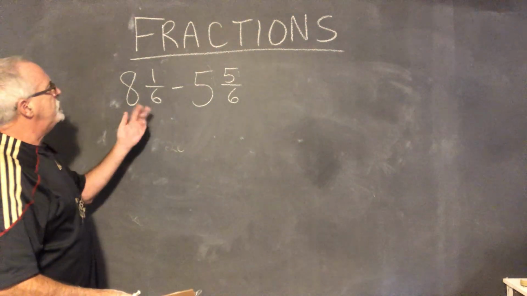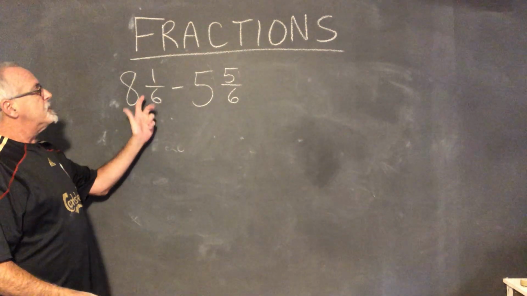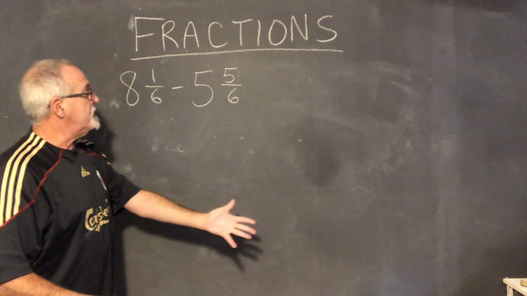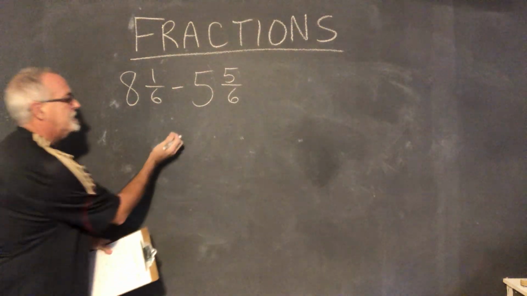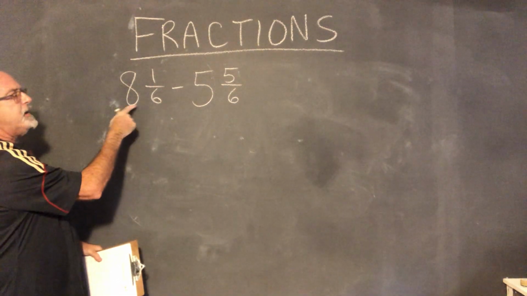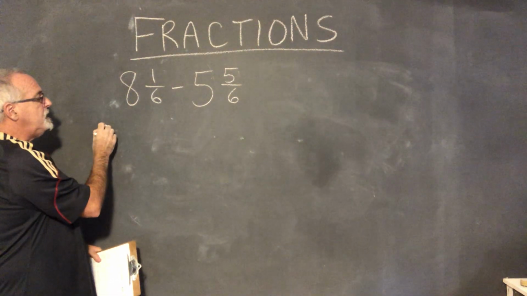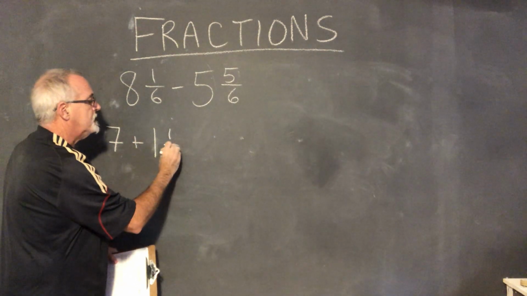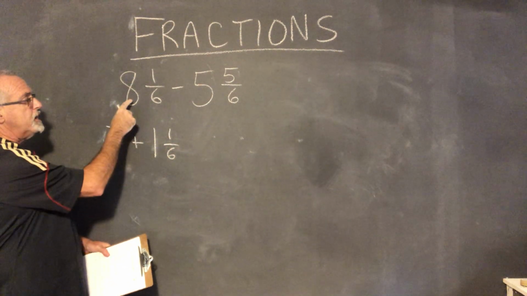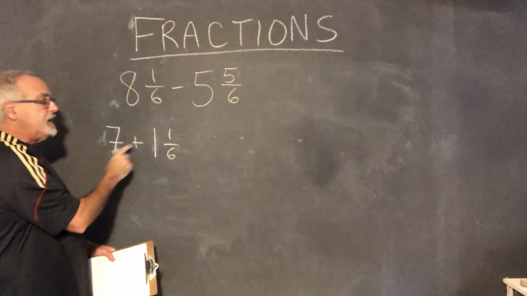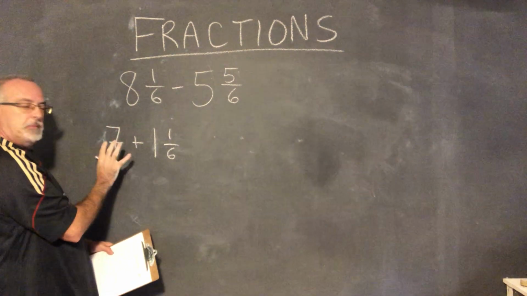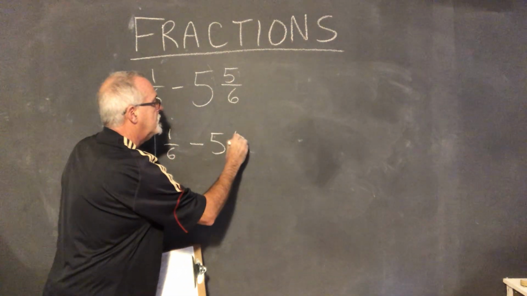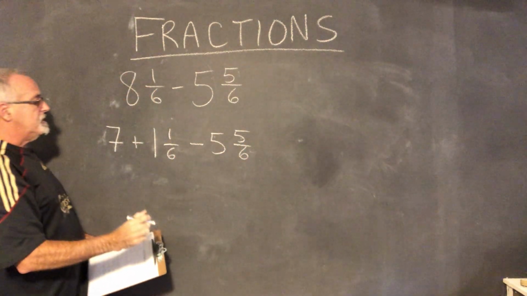I need to modify for a different reason. I'm going to modify this first mixed number so that its fraction part is bigger than this one, so that I can do my subtraction. So how do I do that? 8 1/6 is equal to 7 plus 1 1/6. So I'm borrowing 1 from the 8, and I'm just choosing to write it this way because it's easy to see what I'm doing.